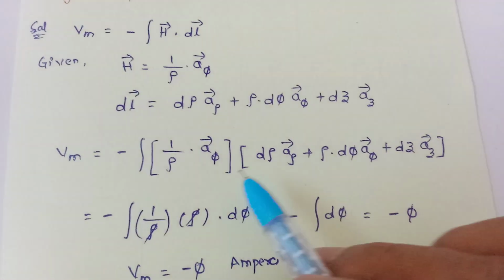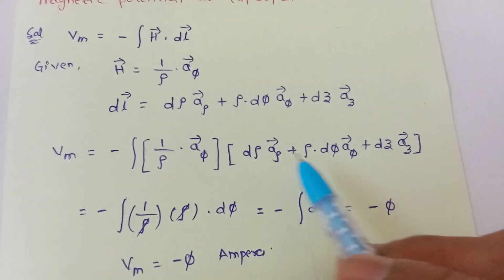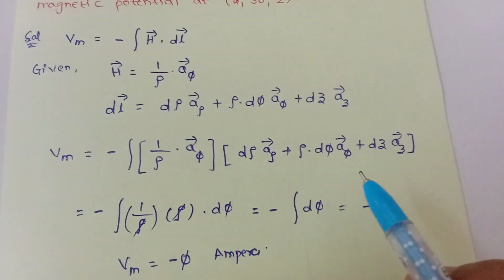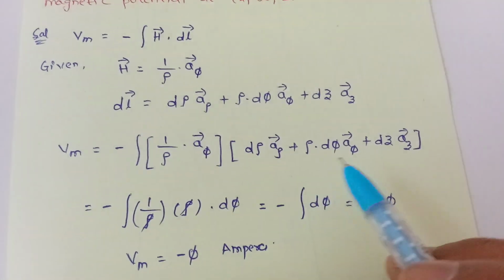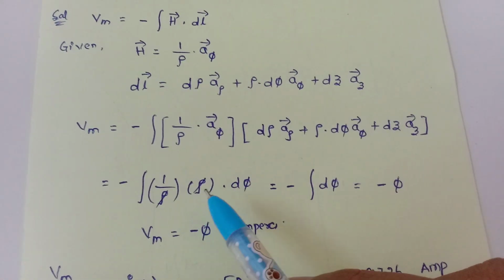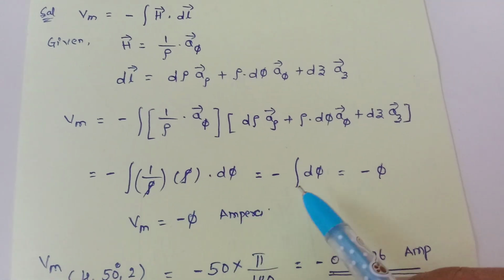After performing the dot product, we have only the phi term. Why? Because we know that a phi dot a rho is equal to 0, a phi dot a z is equal to 0, and a phi dot a phi is 1. Therefore, we have only this term. Then rho gets cancelled. Okay, we have integral d phi, which is equal to phi.